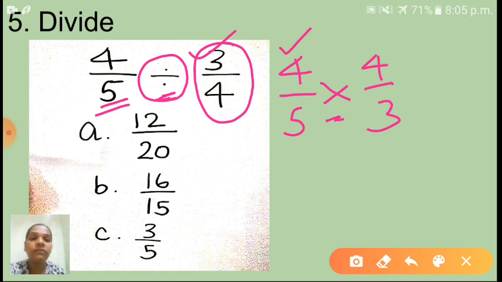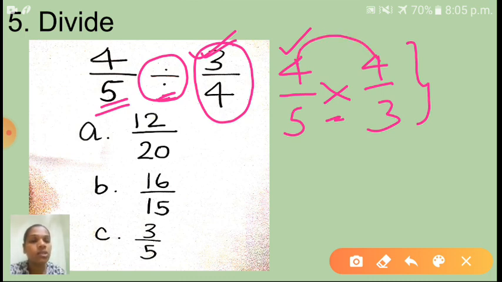Okay, and this fraction reciprocal you have to write. So reciprocal means what? Interchanging the place of numerator and denominator. That means 3 upon 4. What is the reciprocal? Very good, 4 upon 3. So now see here this one. Now it's so easy. You have to multiply numerator into numerator upon denominator into denominator.